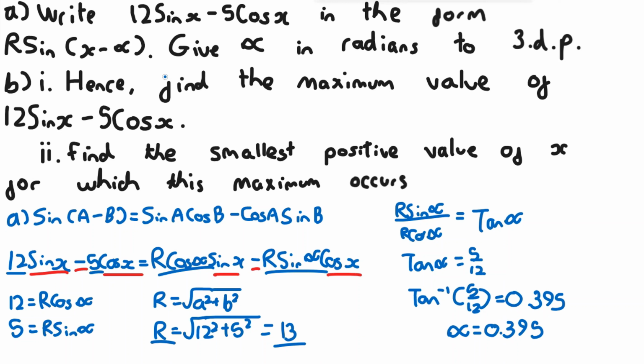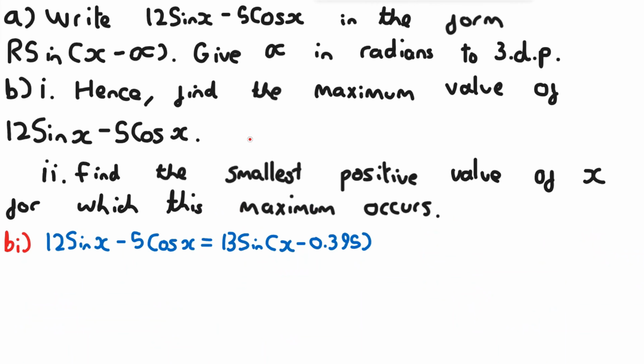So therefore 12 sin x minus 5 cos of x is equal to r sin of (x minus alpha), where r is 13, and then sin of (x minus alpha), which is 0.395. So part B is a very common exam question that comes up a lot.